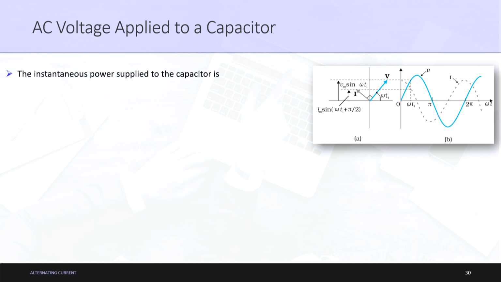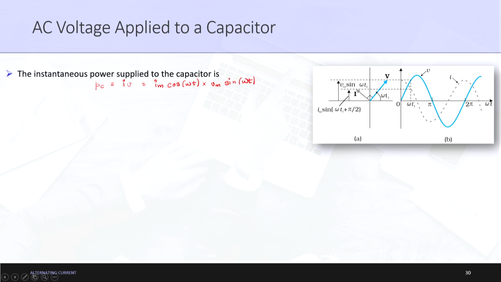Now, let us try to solve for instantaneous power. So, Pc is nothing but equal to I into V. So, it is nothing but equal to Im cos omega t into Vm sin omega t.